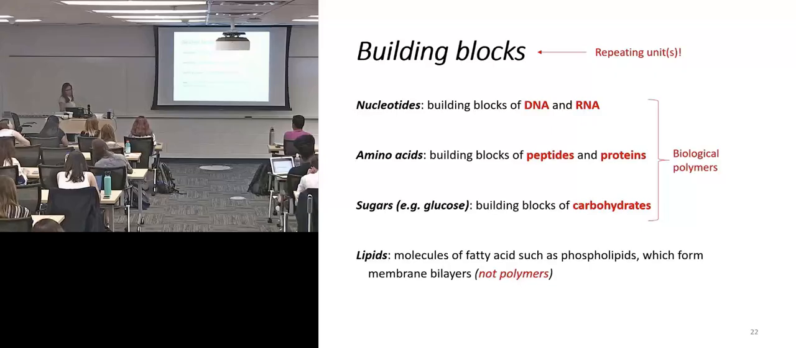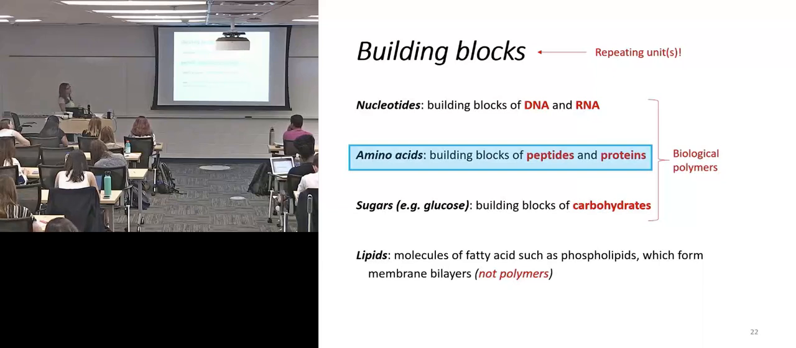So, building blocks. We've seen this slide a whole bunch. We've already talked about nucleotides in full. Amino acids are the building blocks of peptides and proteins. This is the conversation for today.